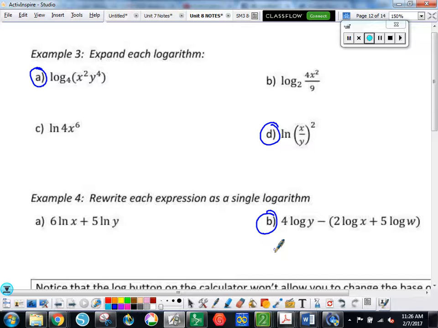On the top two, we are expanding. On that bottom one, we are shrinking it back in.